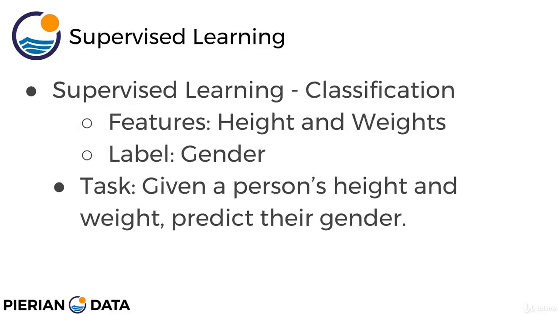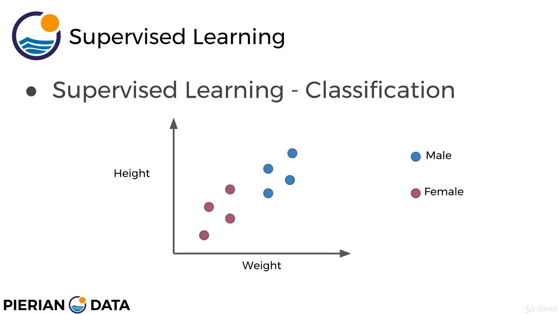So let's go ahead and give an example of a classification problem which would fall under supervised learning. For your data, you'll have some features such as height and weight, and the label could be something like gender. So then your task would be, given a person's height and weight, predict their gender. So what does this actually look like? Well, for instance, we could just plot out a couple of points here. And remember, since this is supervised learning and it's classification, we already know the labels. In this case, our labels are male and female, the genders. And we have height and weight as our features.